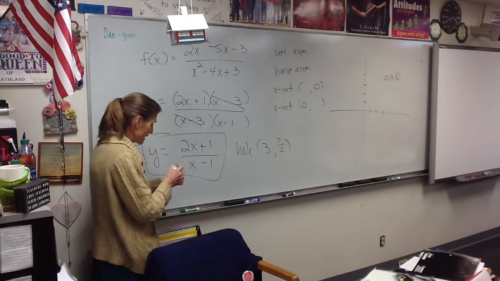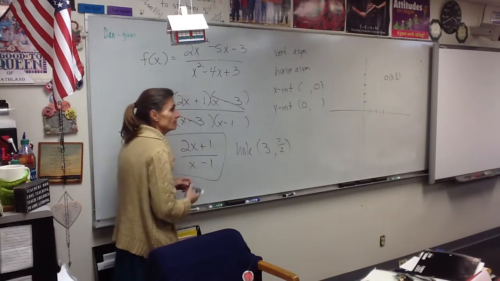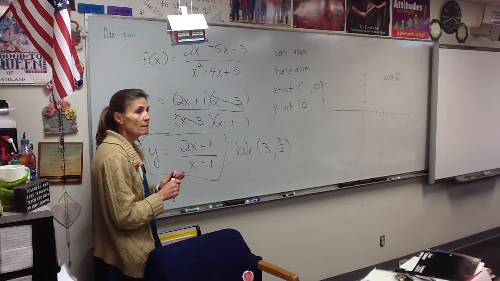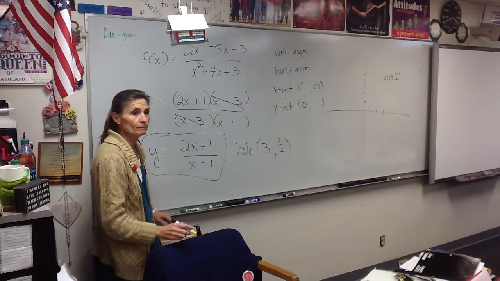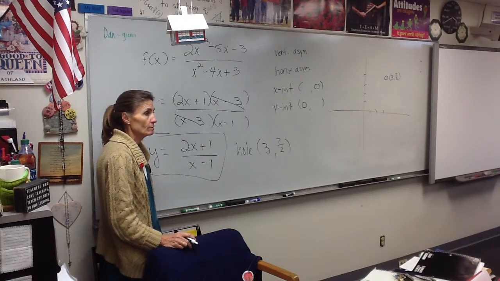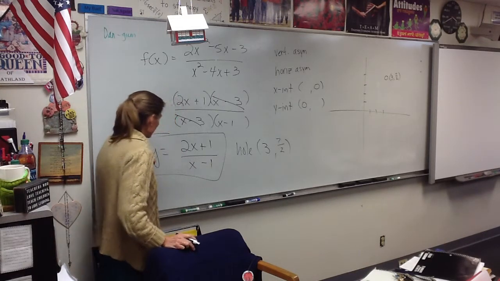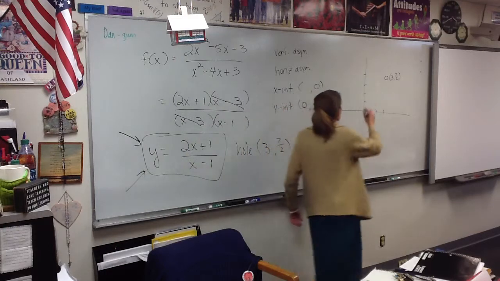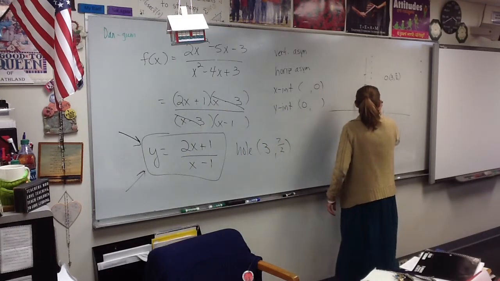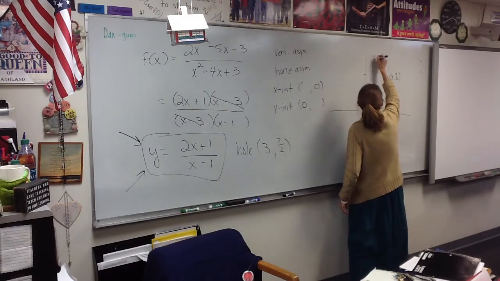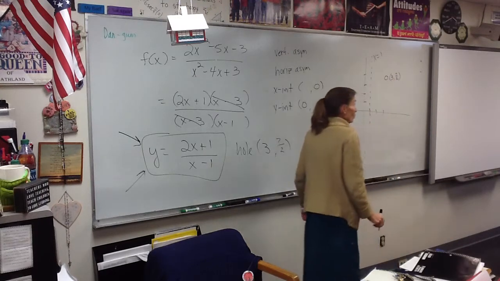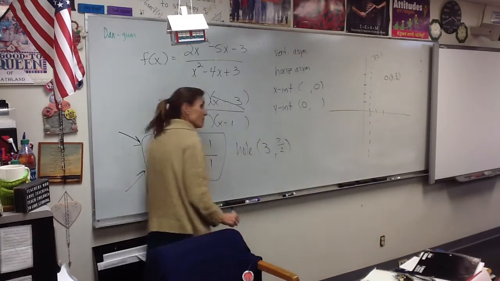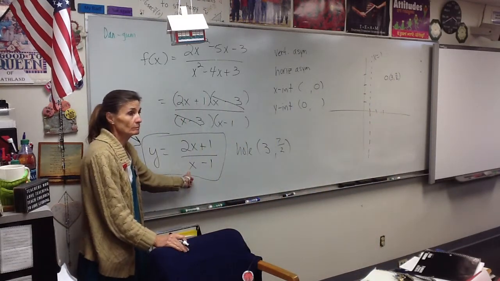Did anybody have any luck finding any of this? Anybody find a vertical asymptote? Where'd you put it, Harry? 1. x equals 1. So we have a vertical asymptote at x equals 1. One more time, that's what makes the denominator 0.